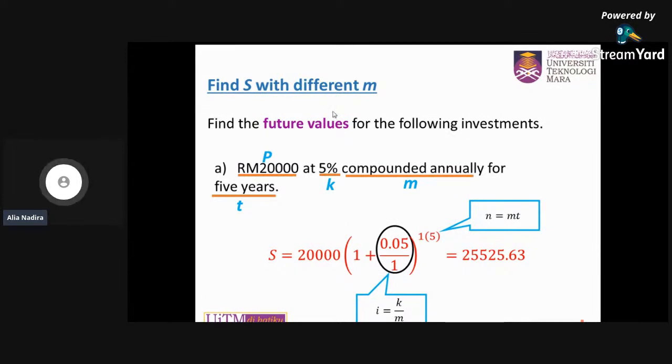Okay, so this one is the same as the previous example. You want to find the future value, which means we want to find your S. For the following investments, we have P 20,000, 5% K compounded annually, M is 1, for 5 years. So you just substitute. Here N equals MT, and then we have our I, which is K over M.